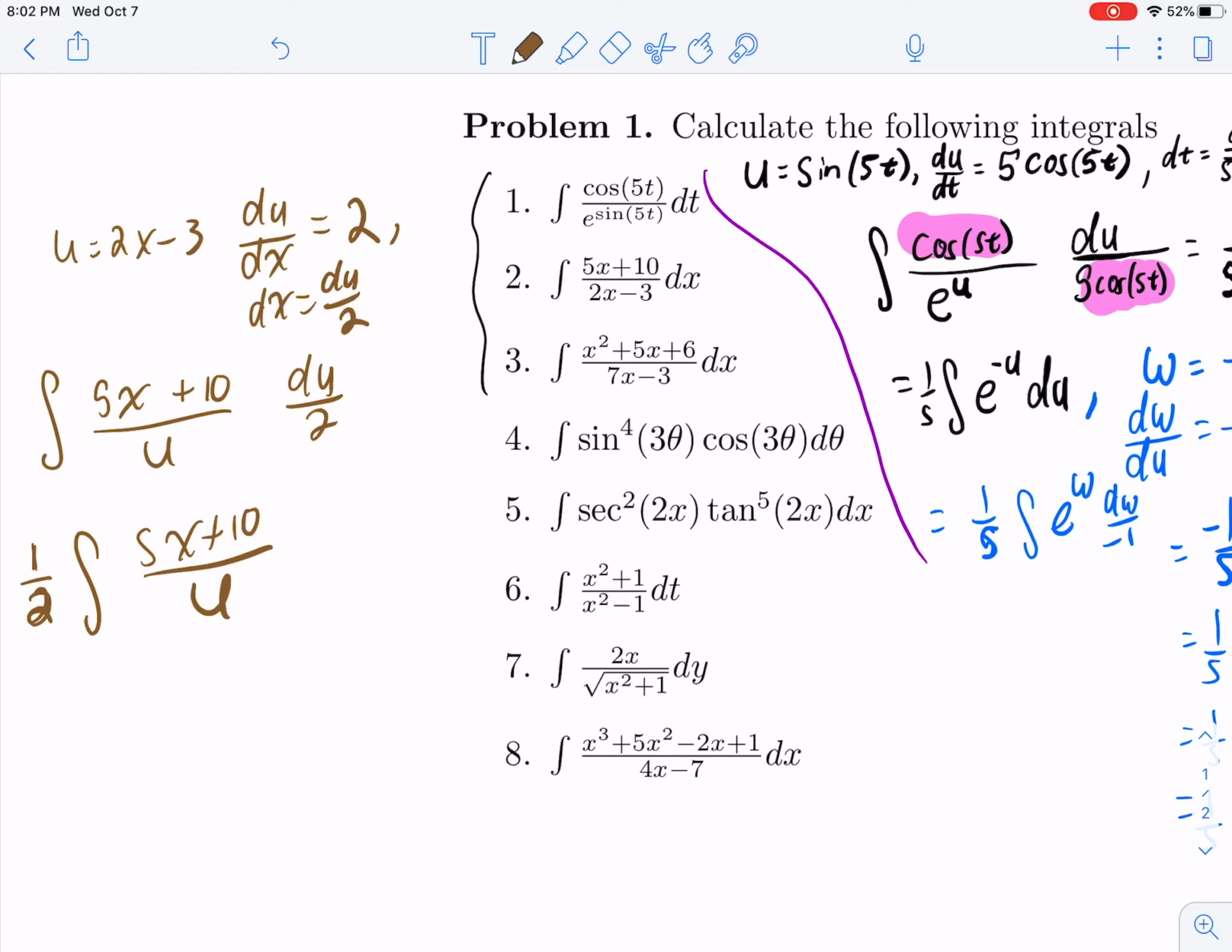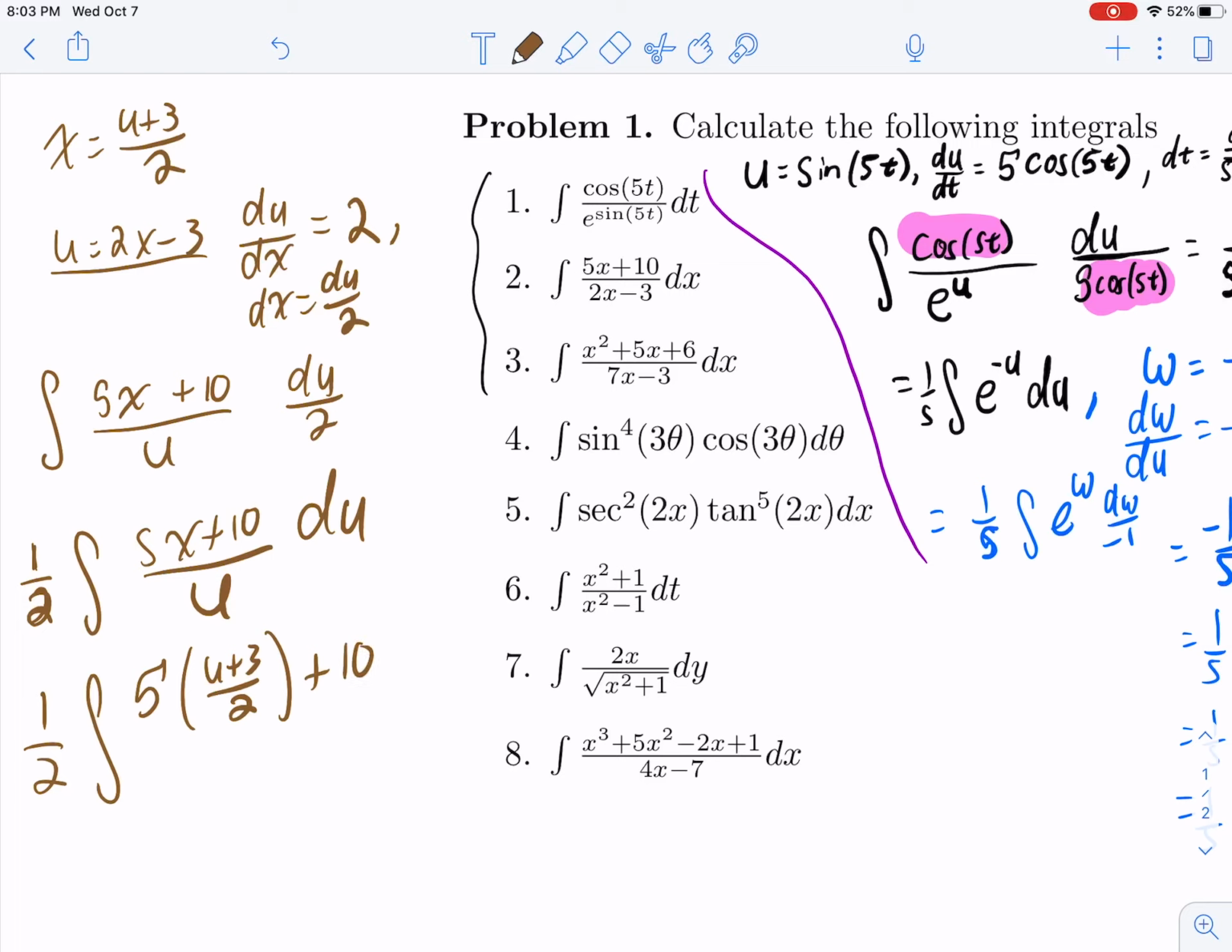Why do I say that? Well, the one in class, it was really easy to see what x is supposed to be. Here we have to kind of solve for x. If I do that here, I'm going to add 3 to both sides, then divide by 2. So x is equal to (u plus 3) over 2. And I can make that substitution. So this is 1/2 of the, I forgot my du over here, of the integral of 5 times (u plus 3) over 2, plus 10, over u du.